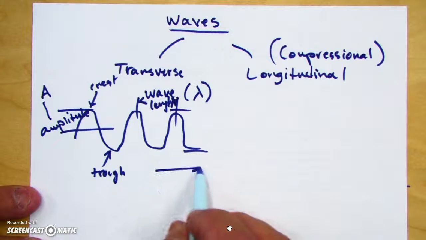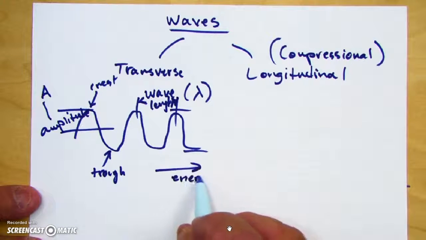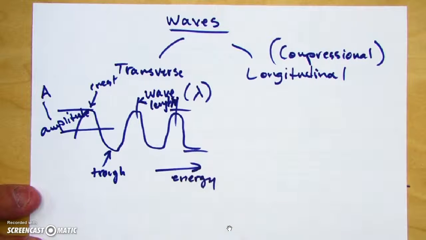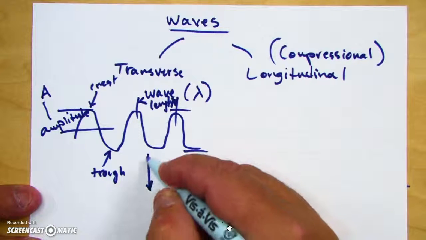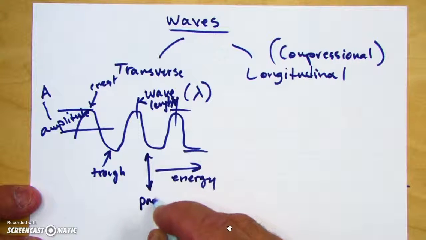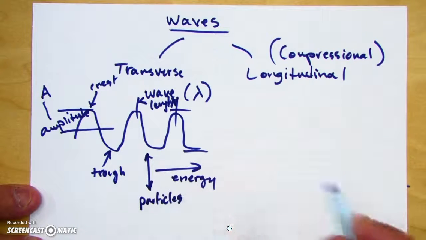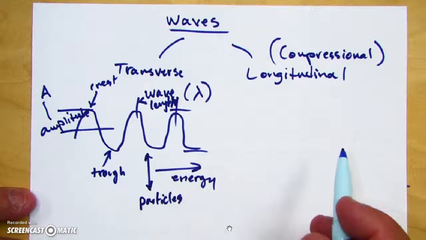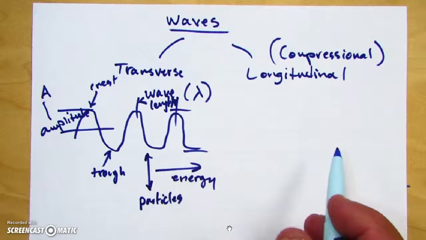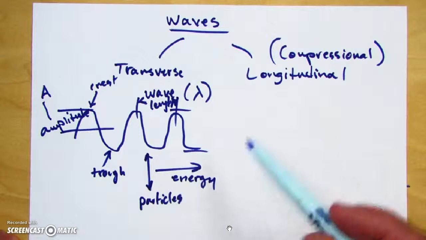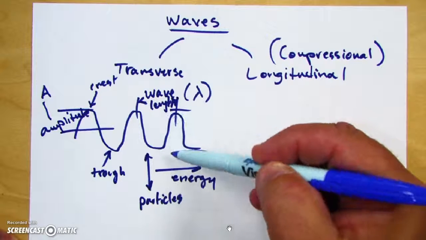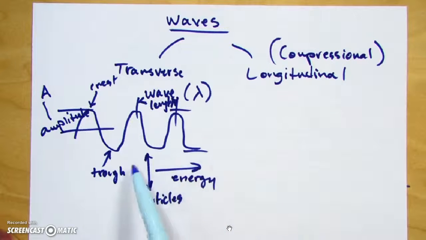Key thing to understand here is waves transmit energy. In this case, the energy goes that way while the particles go that way. So for example, if you're stuck out in the ocean, you're going to bob up and down on a boat like this. You're going to be moving up and down while the energy goes sideways with you.